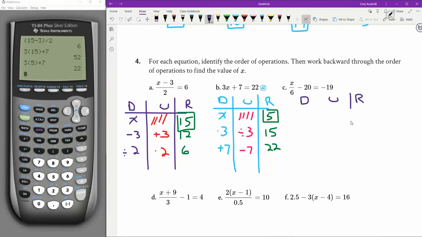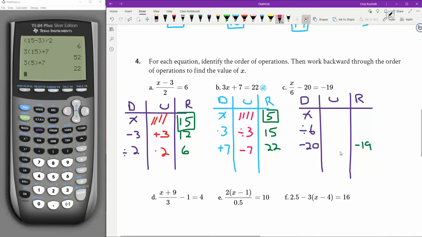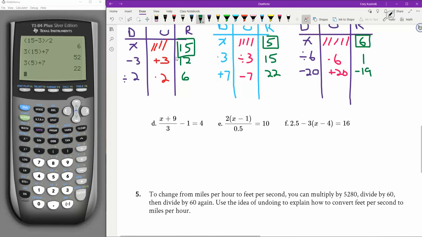D-U-R, dir table. Description, undo, result. So we're going to pick x. We're going to divide by 6. We're going to subtract 20. The end result is negative 19. Undoing these things, add 20. Multiply by 6. Negative 19 plus 20 is 1, and 1 times 6 is 6. 6 divided by 6 is 1 minus 20. Yeah, that's negative 19. Let's do it again.